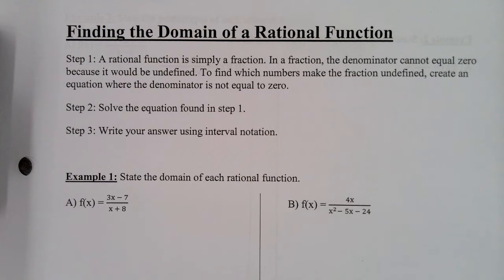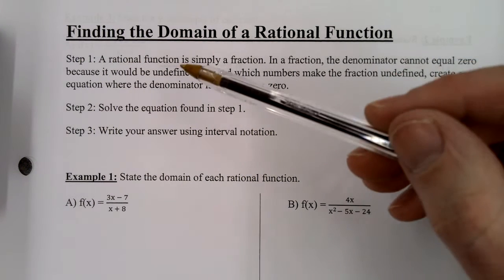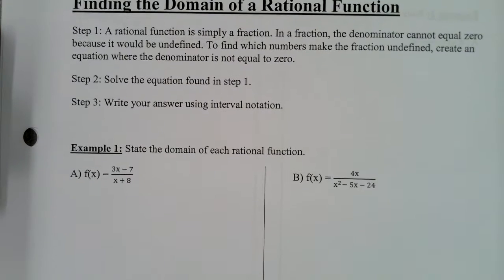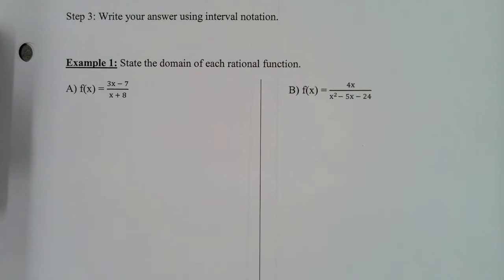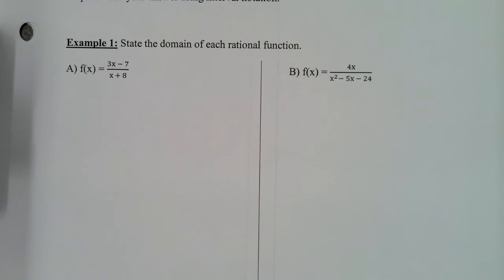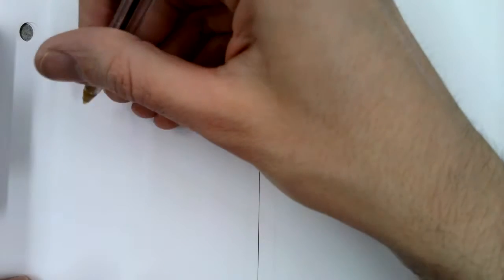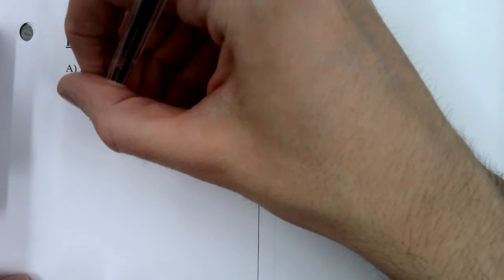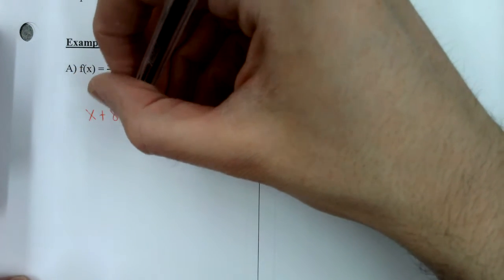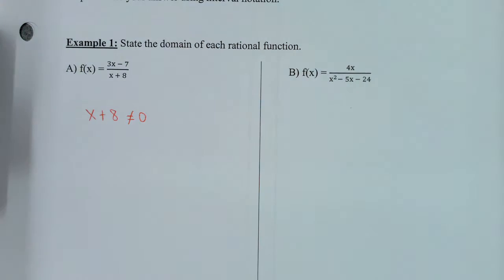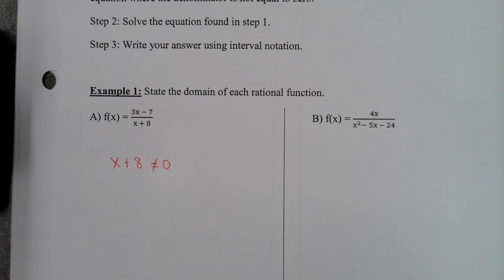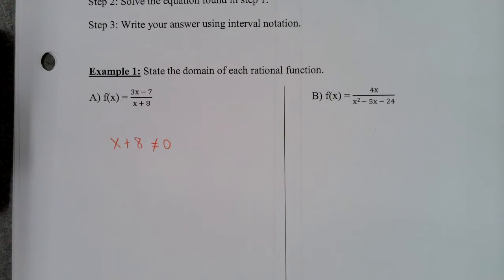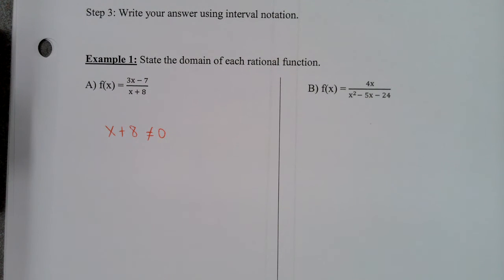step 1, create an equation where the denominator is not equal to 0. So in example 1, the denominator cannot be equal to 0. So 1a, x plus 8 cannot equal 0. That's step 1. Step 2, solve the equation found in step 1. Okay, so solve that equation. X cannot equal negative 8.